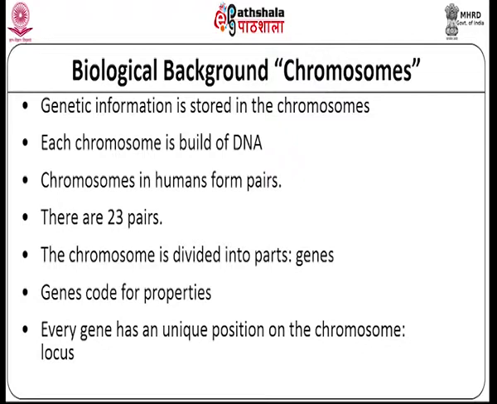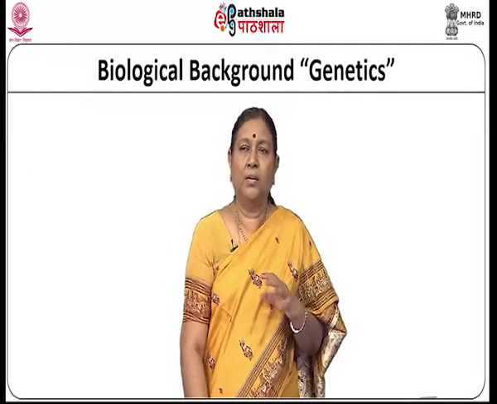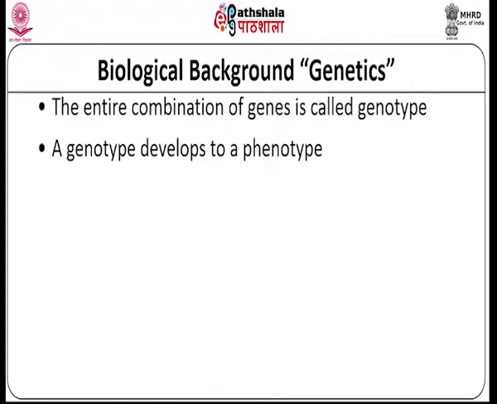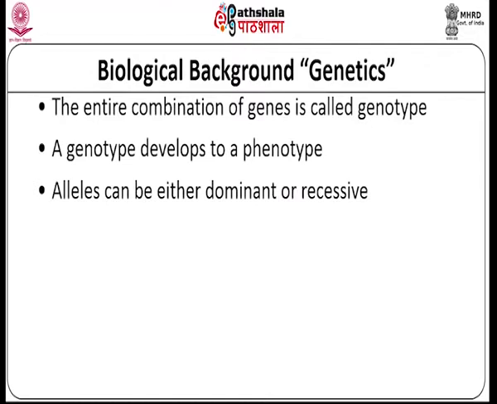Now, let us talk about the biological background of genetics. The entire combination of genes is called the genotype. So, all the genes put together is called the genotype. A genotype develops into a phenotype. Remember, alleles form the phenotype. A trait is a property, and an allele is a value of a trait. So, depending upon that value, the allele can be either dominant or recessive.